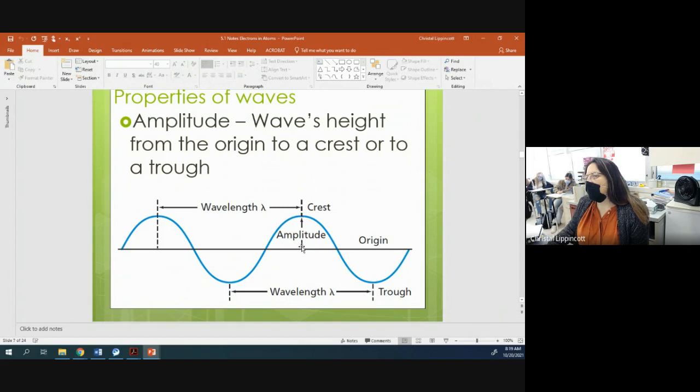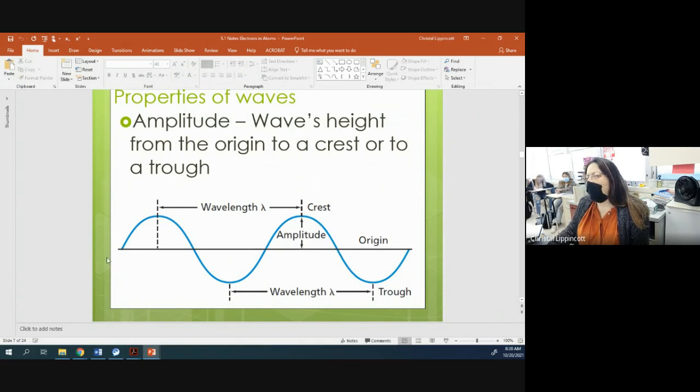The distance between the origin and the crest is called the amplitude. You might be familiar with different types of radio waves. One of them is called FM. For FM, they change the frequency of the wave, but they transmit it at the same amplitude.